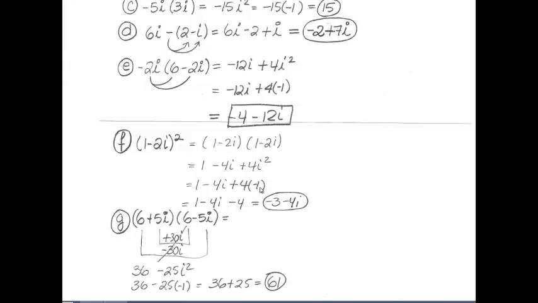Remember, i squared is negative 1. So that makes this a negative 4. And I will combine 1 minus 4, which is negative 3, minus 4i.